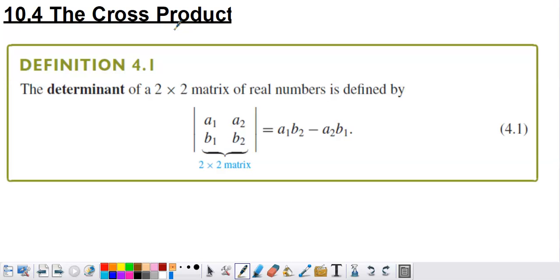It is a more complicated calculation. It's sometimes referred to as the vector product because the answer is a vector. To set this idea up, we have to be pretty comfortable with computing determinants of matrices.